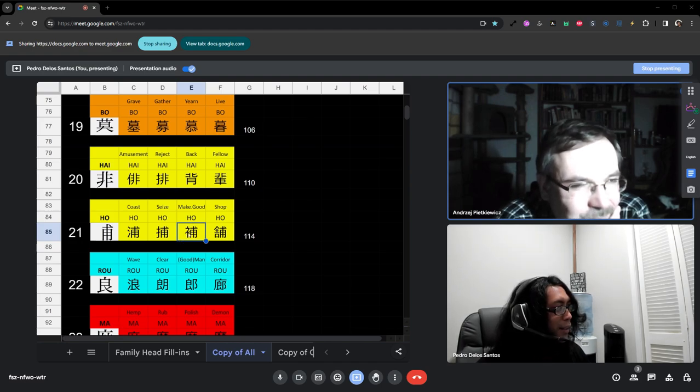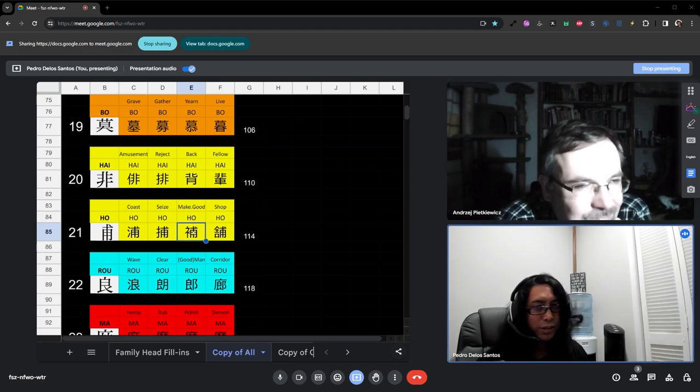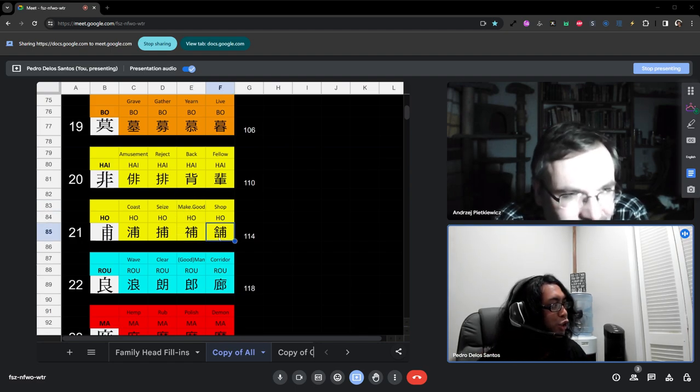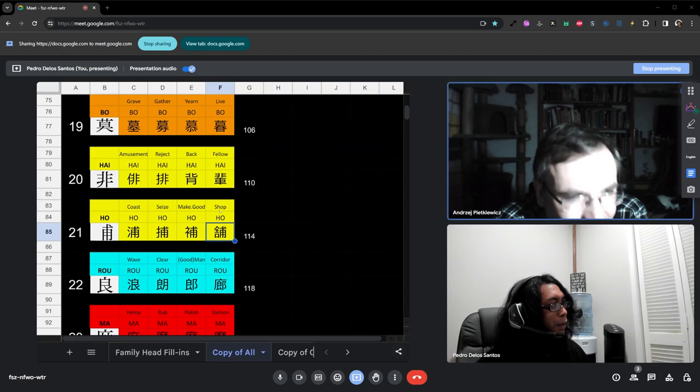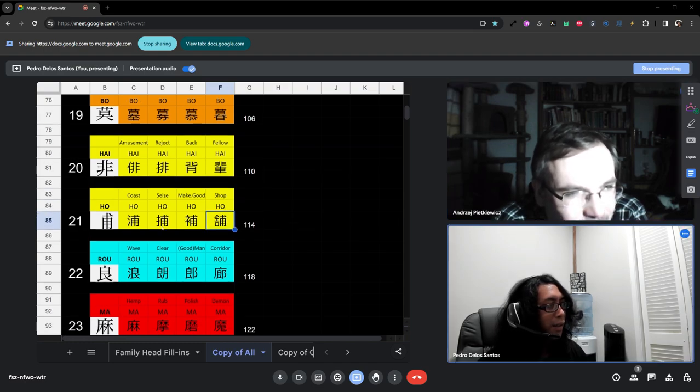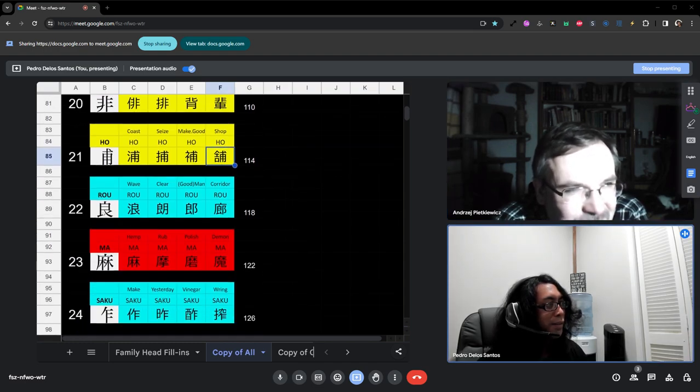And then you have this, it's clothes to stitch clothes really quickly, so to make it good. And then this is a little shop on the left. It's a picture of a shop. So that's what that is. And then here we'll keep going down.